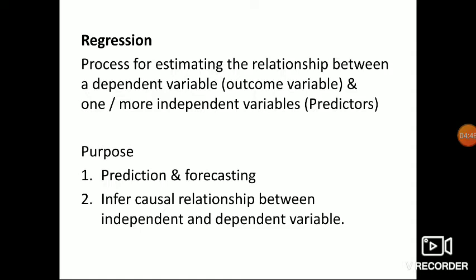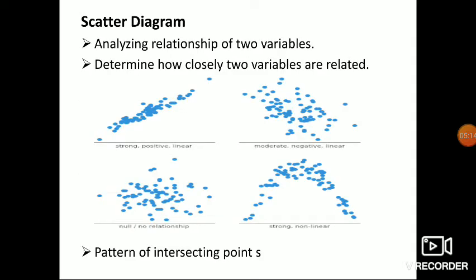The purpose of conducting regression is to predict the outcomes, forecasting the outcomes. We can identify the relationship between independent and dependent factors. So these are things we can identify through regression.